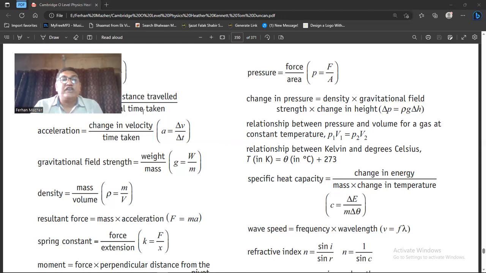And delta H means the depth of that liquid above the point of observation. Next, the relationship between pressure and volume of a gas.